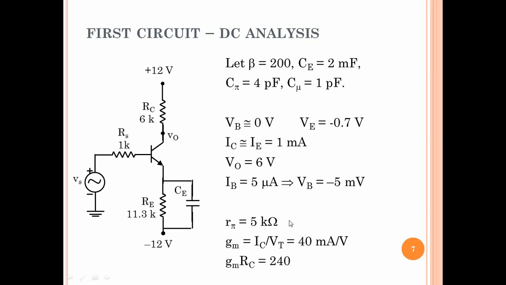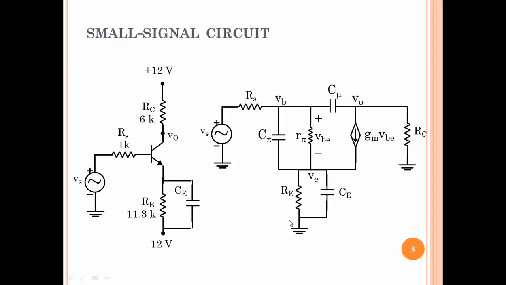Alright, so now let us draw the small signal circuit including capacitors. So here it is. This is our actual circuit, and this is the small signal circuit. So VS, RS, RE, CE, RC, and then the rest of it: C pi, C mu, R pi, GM, VBE. Now notice that I'm not making any assumption about CE being a short circuit, because now we want to find the effect of CE as a function of frequency on this circuit. So now there are 3 capacitors here.